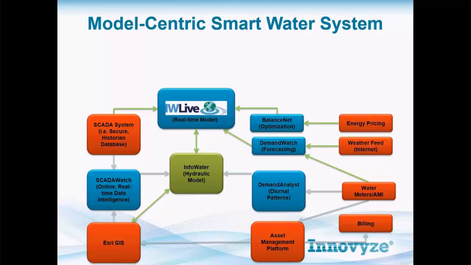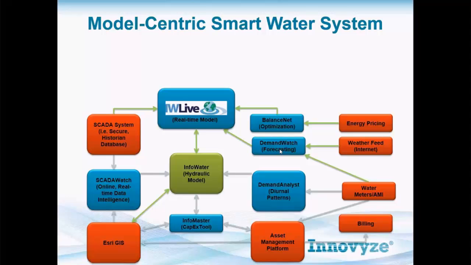We have additional tools we're not going to go into today, talking about demand analysis, looking at automatically identifying diurnal patterns, typically from AMI or AMR, automatic meter read data. We have Demand Watch, which is forecasting the next 24 to 48 hours of data based on a year's worth or more of past data. BalanceNet is kind of the creme de la creme. It sits on top of IW Live and does optimization, looking for the least cost energy operating methodologies within a water distribution system, and then of course several of these other information pieces such as cost of energy and weather feeding are affecting some of our software packages.